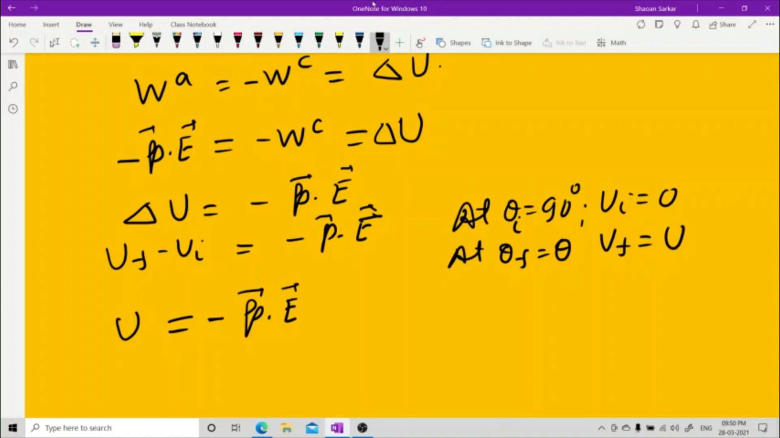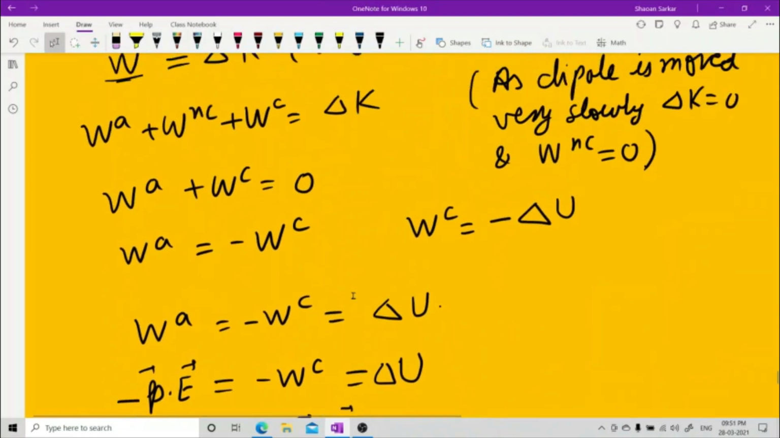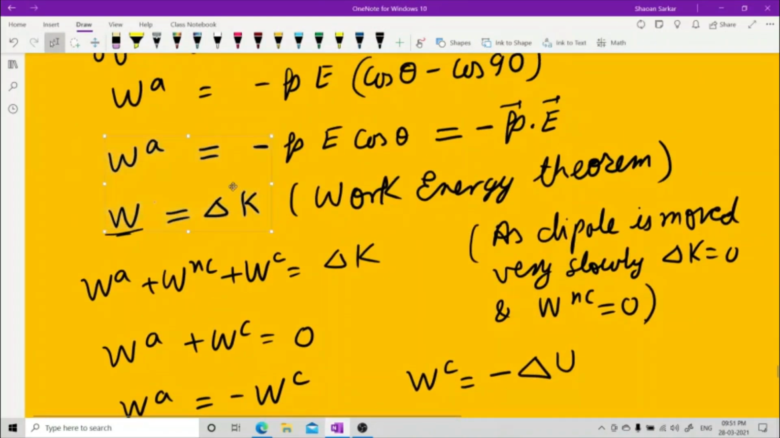Now let us see what the work conservative is. Work conservative is minus of work applied, and work applied is minus P dot E. So work conservative comes out to be P dot E. Try to understand the difference: this is work conservative, and this one was your work applied, this whole thing. So they are opposite to each other.